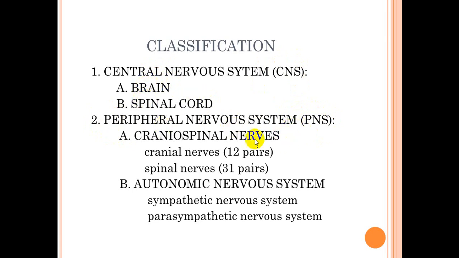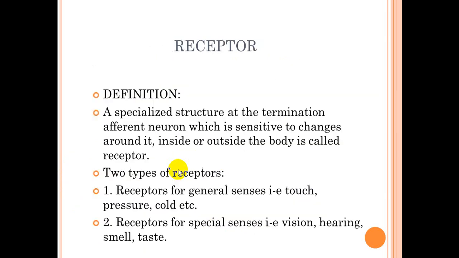Peripheral nervous system में craniospinal nerves, 12 pairs cranial nerves के हैं और 31 pairs spinal nerves. The second part is autonomic nervous system, जिसमें sympathetic nervous system and parasympathetic nervous system. So the anatomy of all these parts of nervous system will be discussed in anatomy, and the functions of each and every part will be discussed in the physiology.